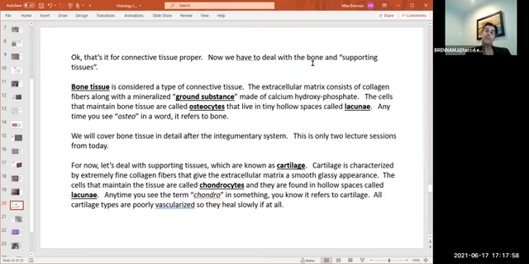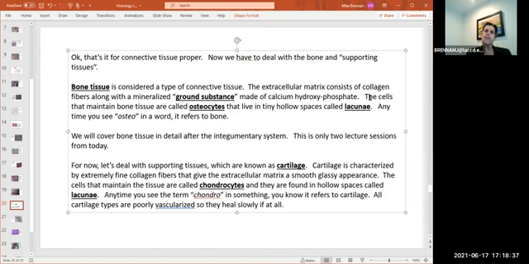Now, let's deal with bone and supporting tissue. I talk a lot more about bone after our first test when we talk about the skeletal system. So bone tissue is considered a type of connective tissue. The extracellular matrix does have collagen. There are collagen fibers in bone tissue, but it's impregnated with what's called ground substance, a mineralized stone-like rock-hard material called calcium hydroxyphosphate or calcium hydroxyapatite.